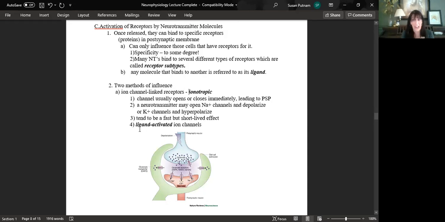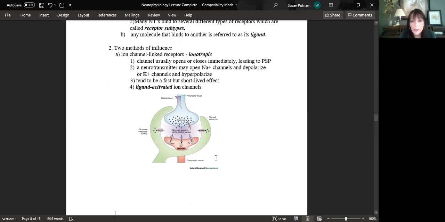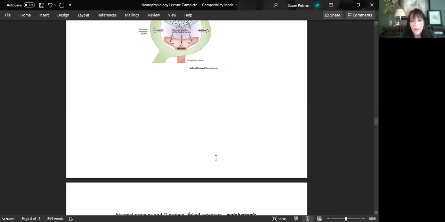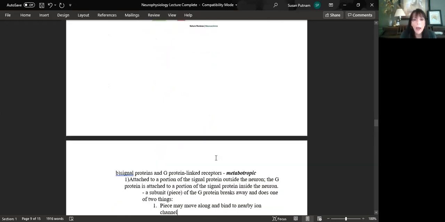Now, these are fast. If you bind to one of these ionotropic receptors, the effect is fast, but it's also very short-lived. At any rate, these ion channels that open, like I just demonstrated with my hands, kind of, sort of, are called ligand-activated ion channels. And here's a little illustration you can look at your leisure, and hopefully it will help.